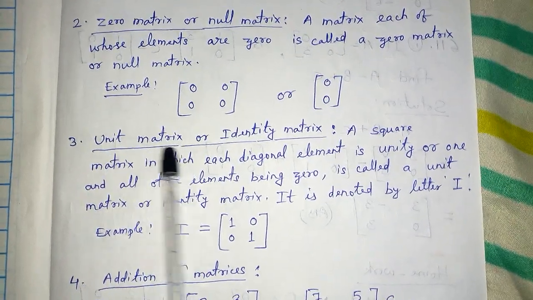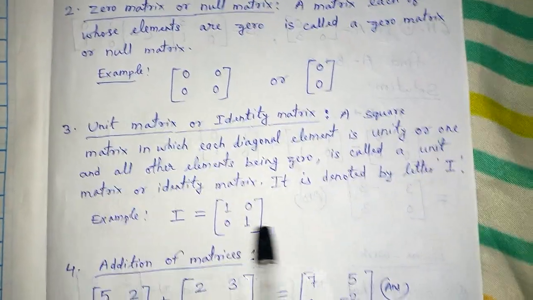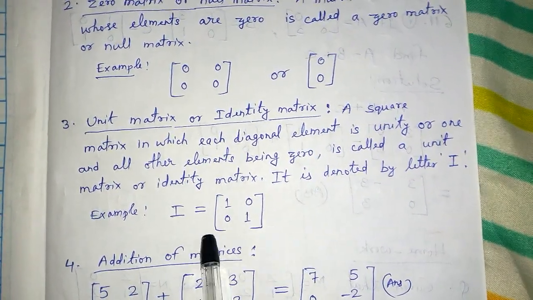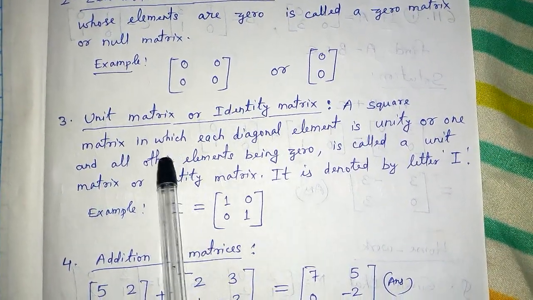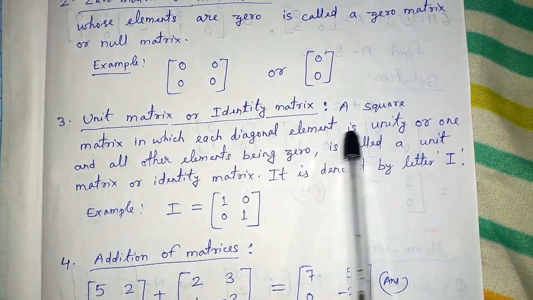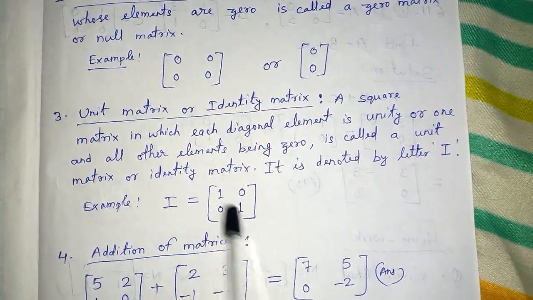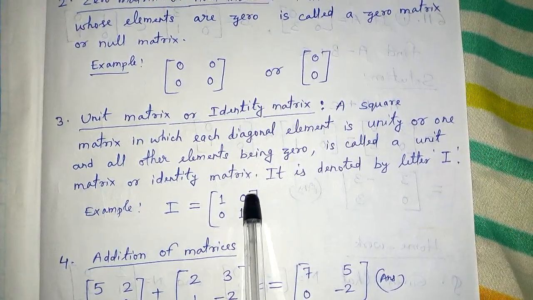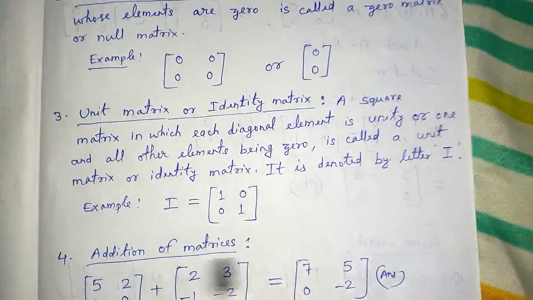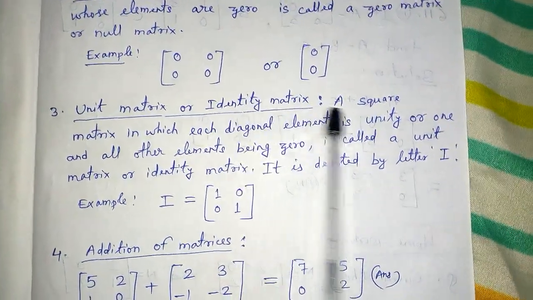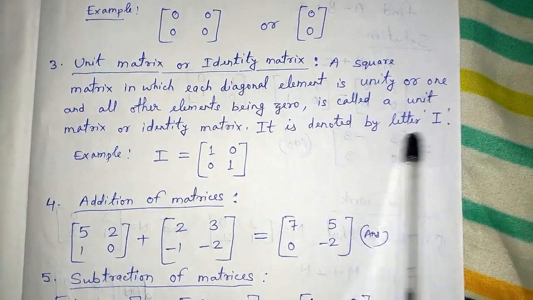Now number 3, unit matrix or identity matrix. It is a square matrix, which means 2 into 2 size, 2 rows and 2 columns, in which each diagonal element is unity, or 1. One diagonal has elements that are 1, with all other elements being 0. Such a matrix is called an identity matrix or unit matrix. This is the best example, and it is denoted by the letter I.